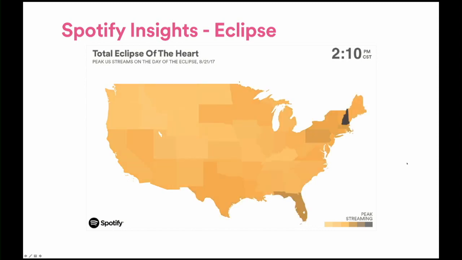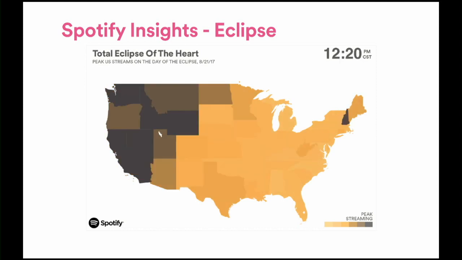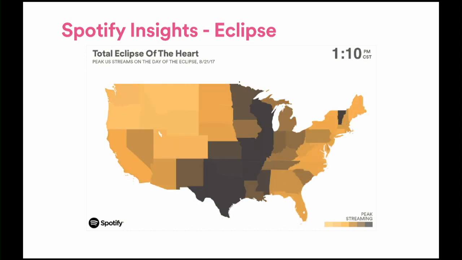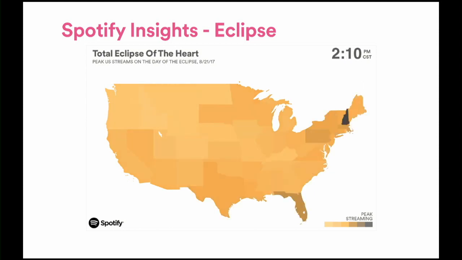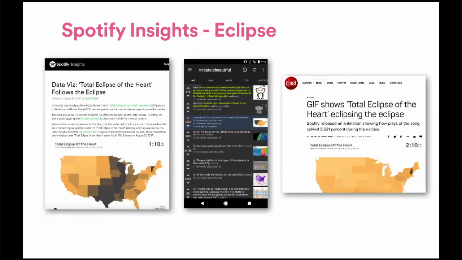And so I cleaned this up. This is a GIF that I created out of Tableau that shows, as the eclipse was happening, streams of Total Eclipse of the Heart also followed. And so this was quite a success. We posted this on the Spotify Insights blog. It became the top post, and the data is beautiful.